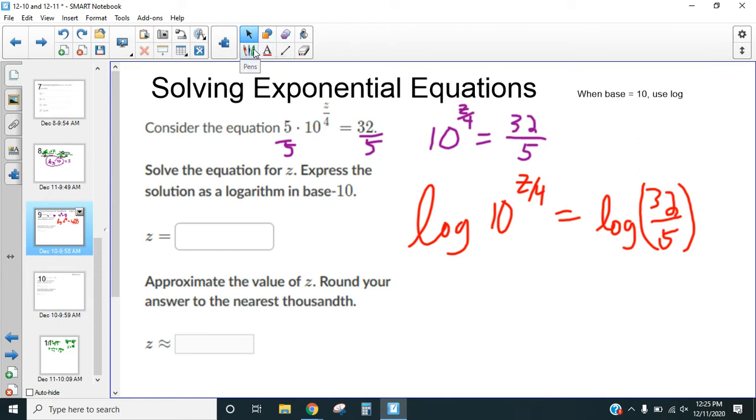All right. Now, log and base 10 are inverses. So here's what happens. Imagine if I take away the base, right? They're gone, right? The base and the log are gone. That means the only thing left on the left side is this.